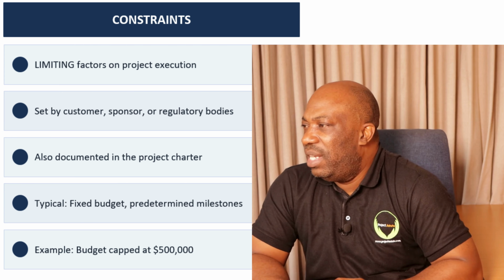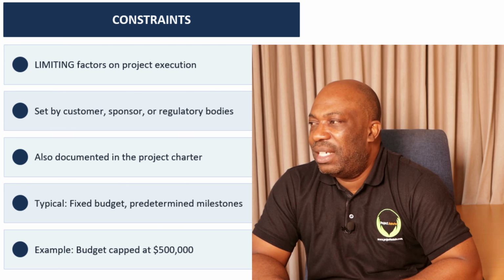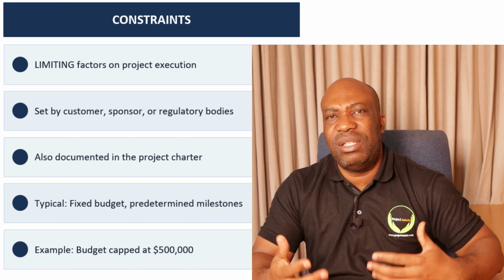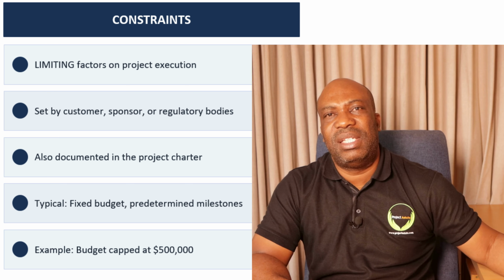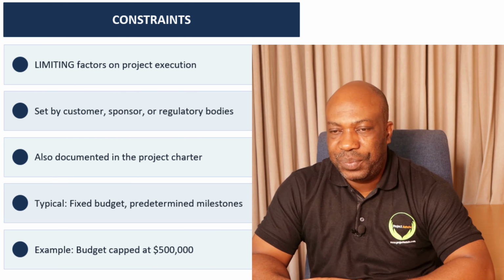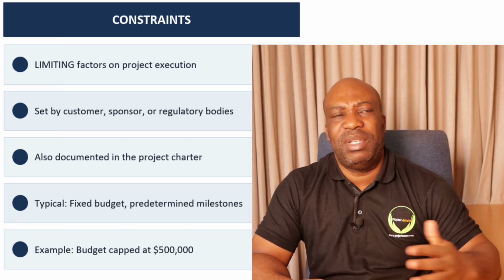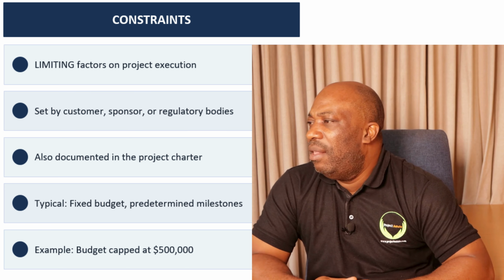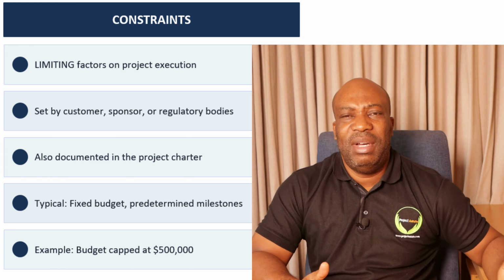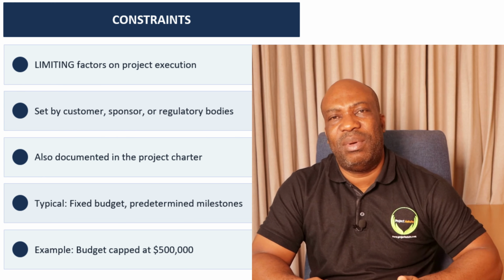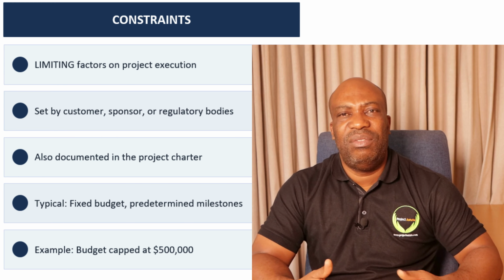Now, let us cover what a constraint is in a project environment that you might also want to capture in the assumption log. A constraint is a limiting factor on project execution. It's something that does not give you the flexibility that you want. For example, schedule, you might be told it must not exceed 18 months. The cost must not exceed 5 million, and so on and so forth. Then also, it is set by the customer, sponsor or regulatory bodies. So normally a constraint is set by the customer or by the sponsor or even by the regulatory body.